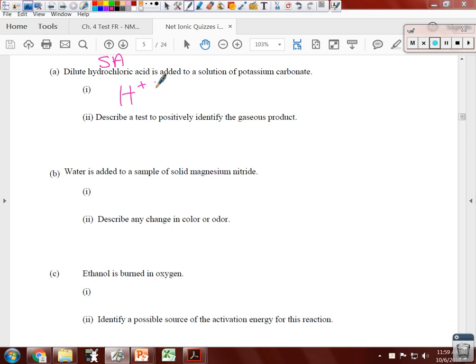We're not finished yet. Then it is added to a solution of. As soon as you see solution, you can write the word ions, that's aqueous. But when you see ions and you see solution, you see aqueous, you need to think solubility rules. Is there anything in there that can go away? And what are we left with?